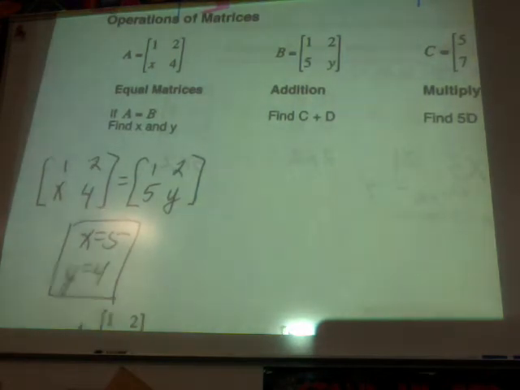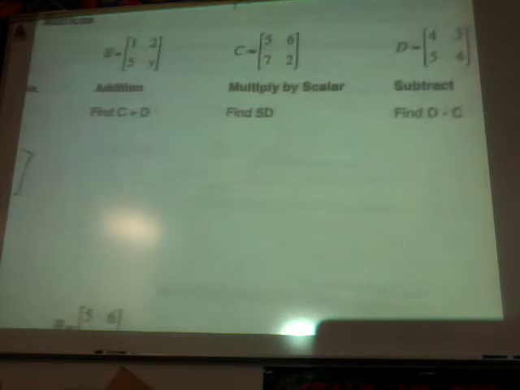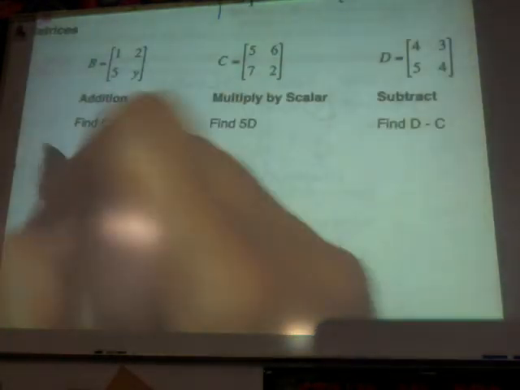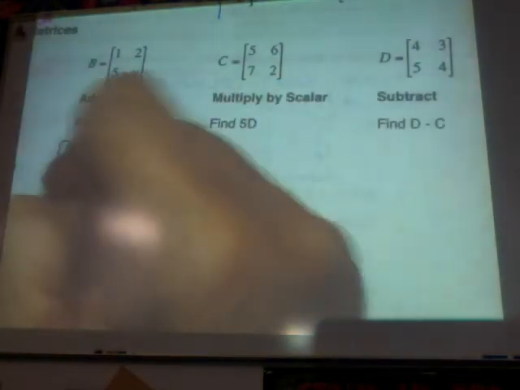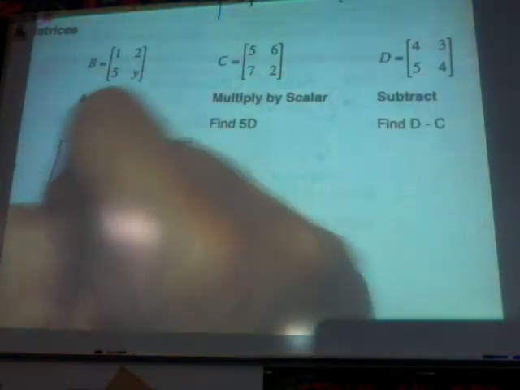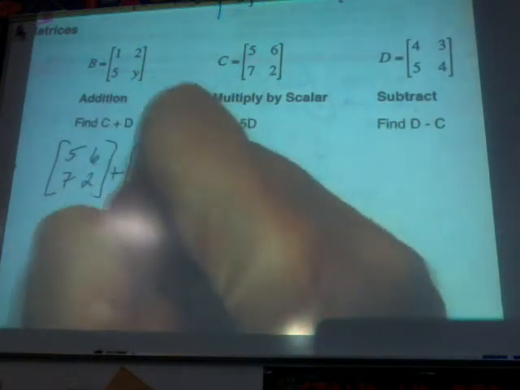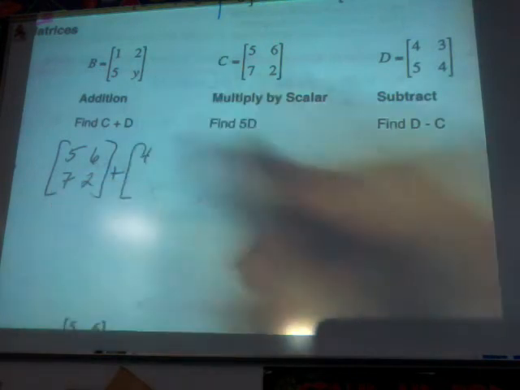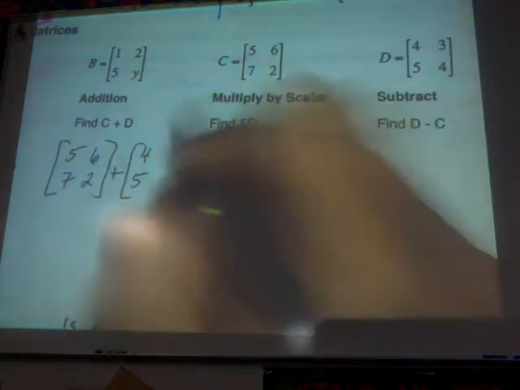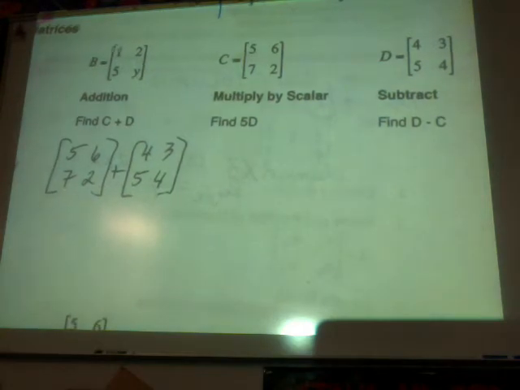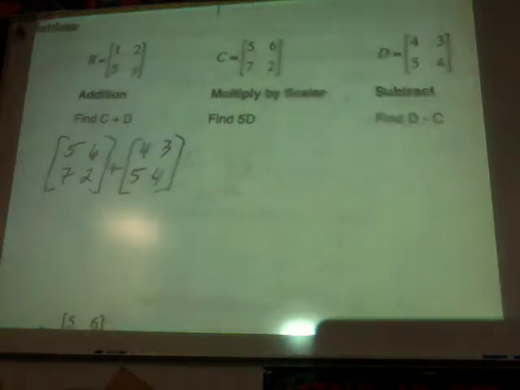Then we're going to find matrix C plus matrix D. Are they both the same order? Yeah, 2 by 2s. So we're going to take C, which is 5, 7, and 6, 2. And I'm going to add to that D, which is 4, 5, and 3, 4. You might have to kill a tree while doing your homework tonight. Definitely tomorrow. You'll be definitely killing trees tomorrow.